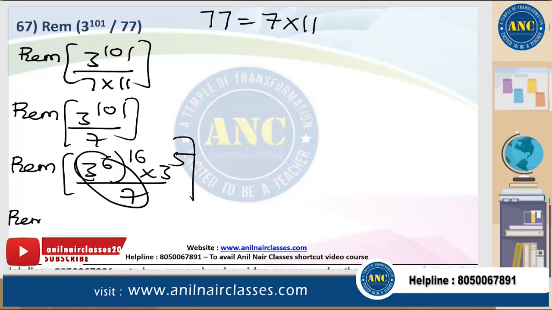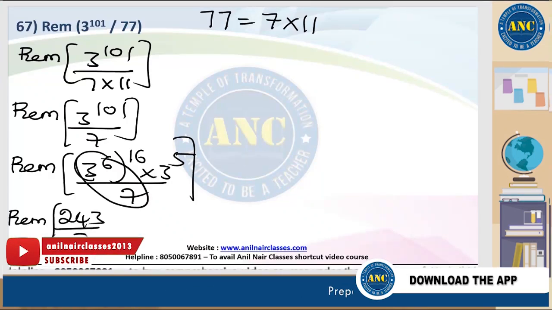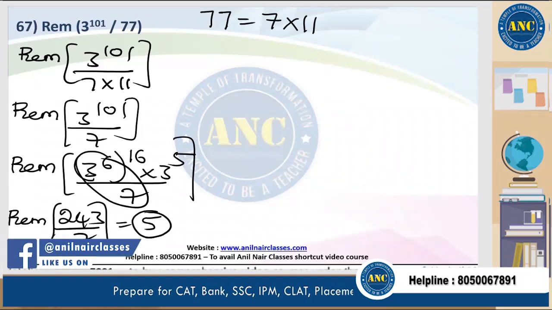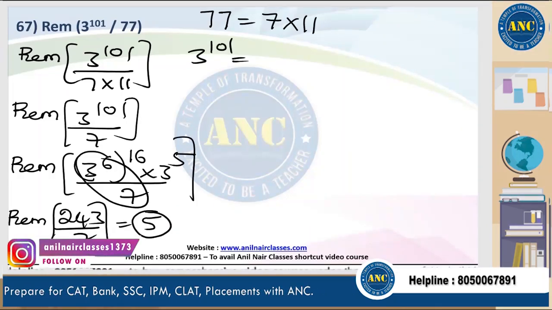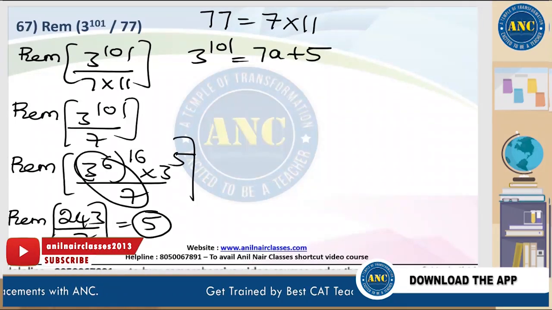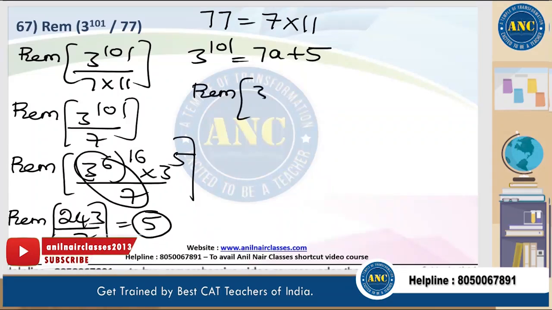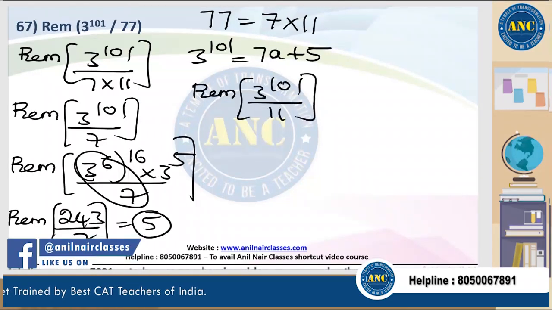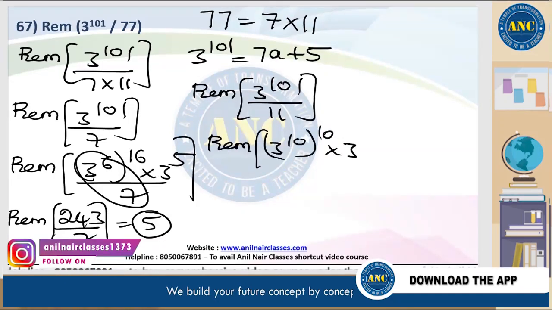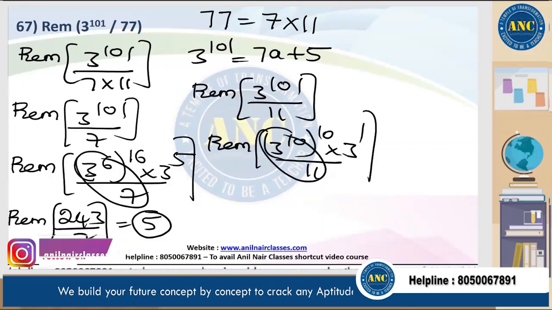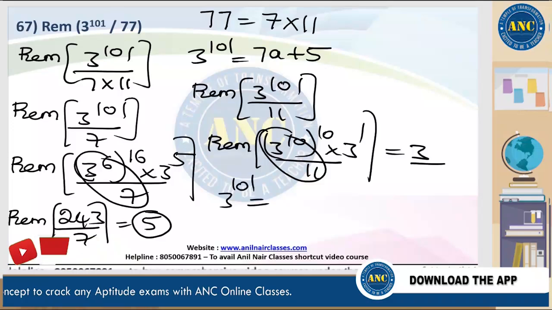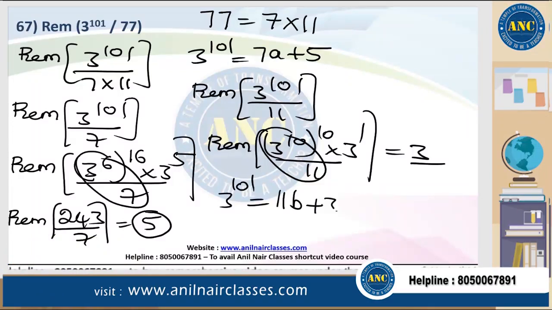3 power 5 is 243. 7 threes are 21, 33. 7 fours are 28, 5. So 3 power 101 when divided by 7, the remainder is 5. 7a plus 5. Similarly, when it is divided by 11, 3 power 101 divided by 11. So this will become 3 power 10, 10 into 3 power 1 divided by 11, which is also 1, 3. That means 3 power 101 when divided by 11, the remainder is 3.